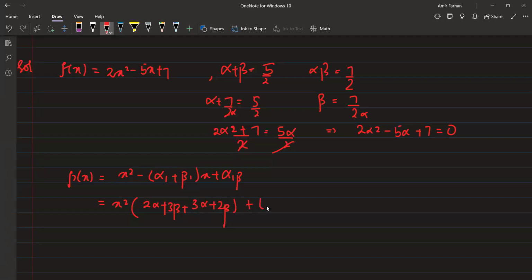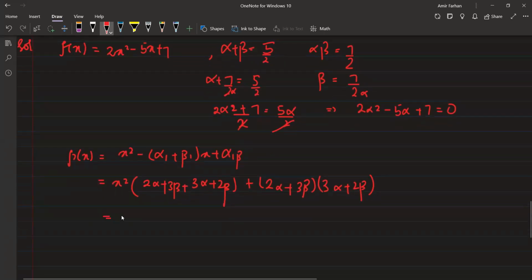If you multiply them, 2 alpha plus 3 beta and 3 alpha plus 2 beta. For x square, this is what? 5 alpha plus 5 beta, minus 25 by 2 alpha plus 5 beta x, plus this will be 6 alpha square, plus you will get basically, no need to solve this. Just solve this equation and you will get the value of alpha.